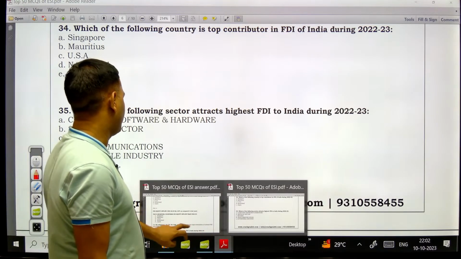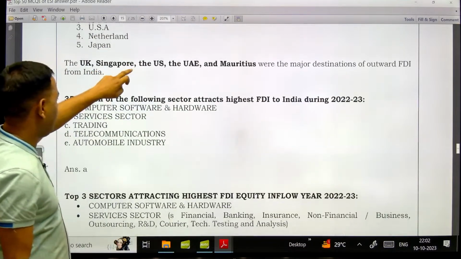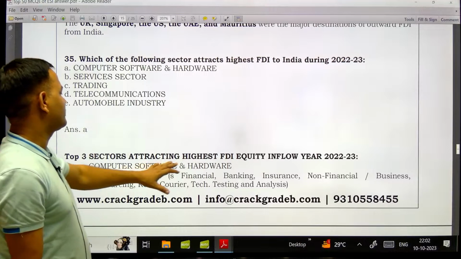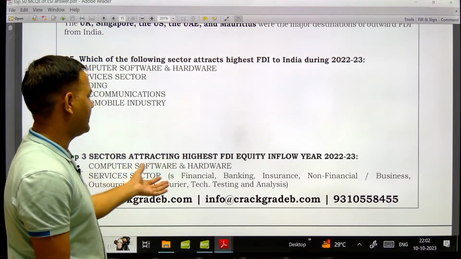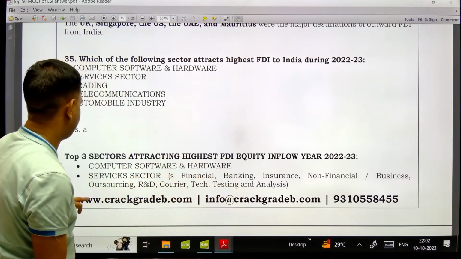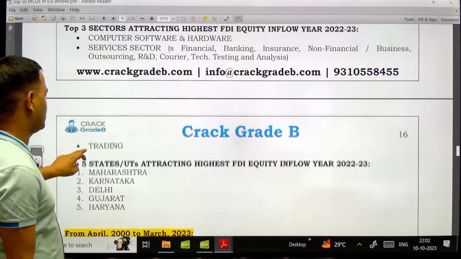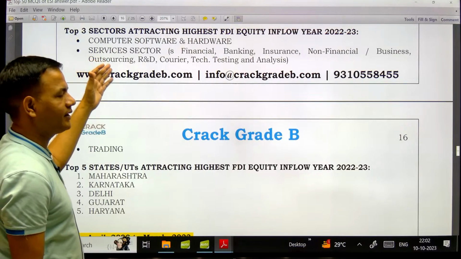I think it is computer, software and hardware. The top three sectors are computer software and hardware, service sector, finance, banking, insurance, and trading. These three are the top three sectors which attract the FDI.